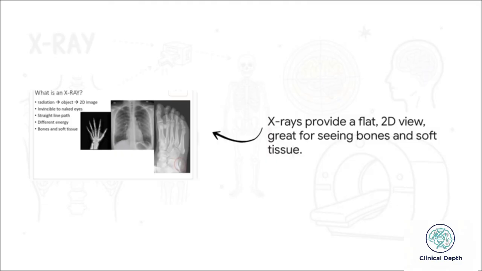A good way to think about it is like a shadow puppet. Everything inside your body is projected onto one flat surface. And that's why it's so good for spotting something straightforward, like a crack in a bone. You look at these classic images of a hand or a foot, and you get a great general overview. But see how all the internal parts are kind of layered on top of each other?